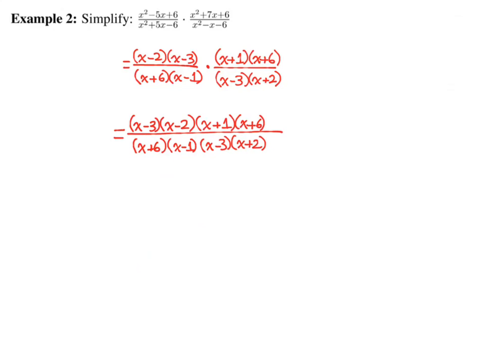Having smushed, now I can cancel the x plus 6s and the x minus 3s, leaving x minus 2 and x plus 1 in the numerator. The denominator is x minus 1 and x plus 2. It might be tempting to think that the 2's can cancel or the x's can cancel, but in order to reduce a fraction, it's got to be a whole factor of the whole thing. So the 2's are sitting there taunting you, but don't fall for their trap.